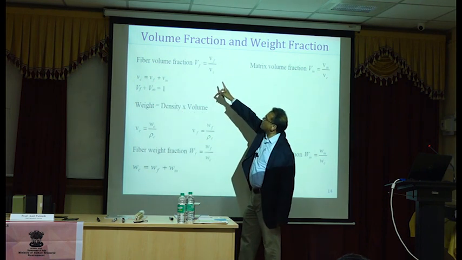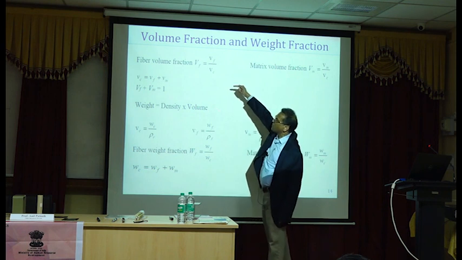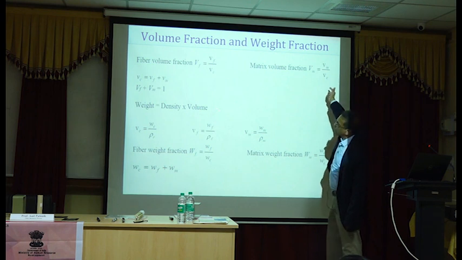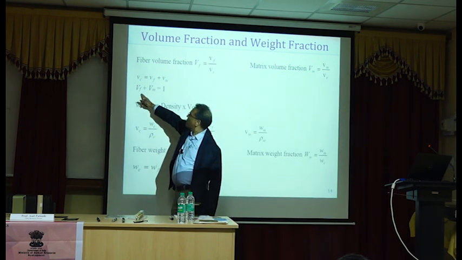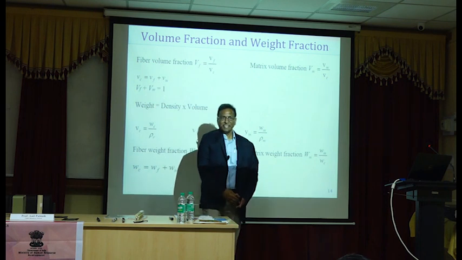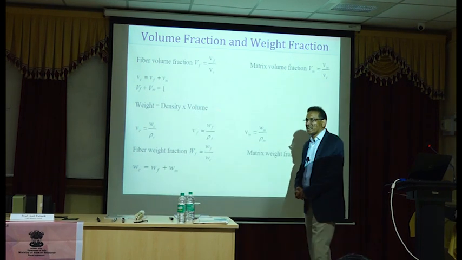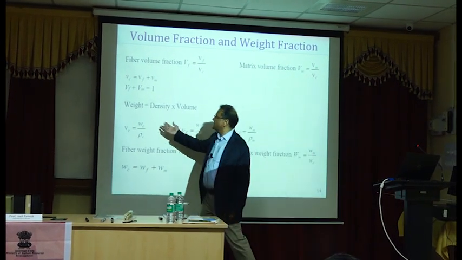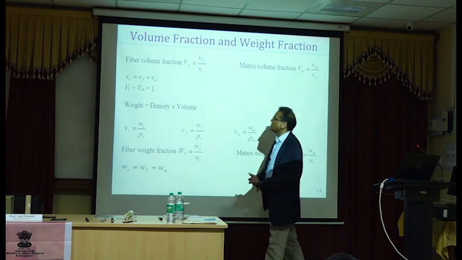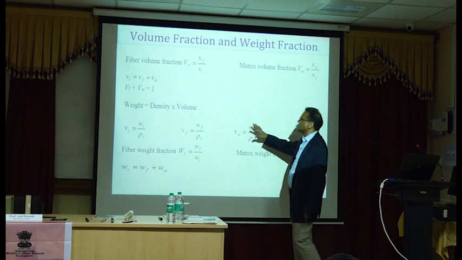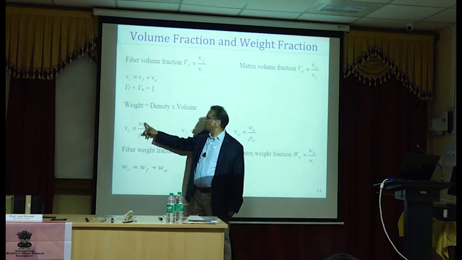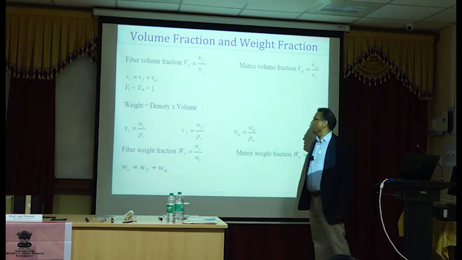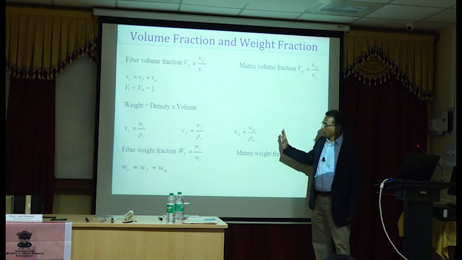And volume fraction, you will see, is defined as V sub f over V sub c. Matrix volume fraction is defined as V sub m over V sub c. So V sub f plus V sub m equals 1. That's the advantage of using fractions rather than absolute volumes. So from our basic knowledge, we know weight equals density times volume. So we will use those notations. We say v sub c equals Wc over rho c, v sub f equals Wf over rho f, vm equals Wm over rho m. Very simple.